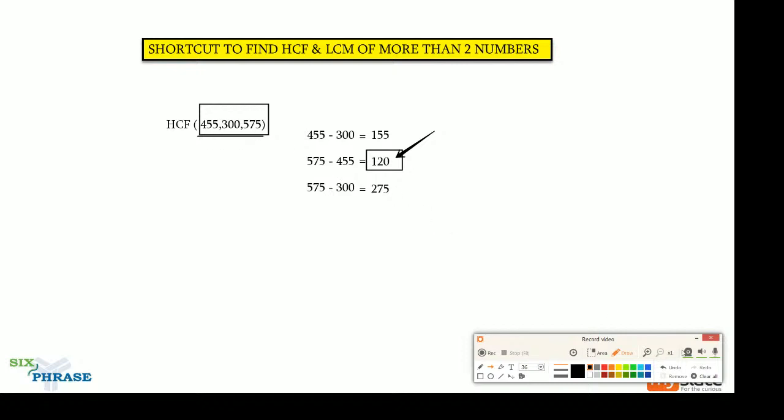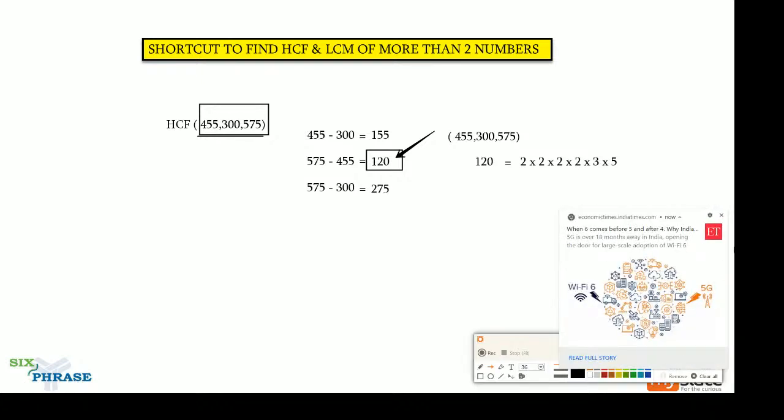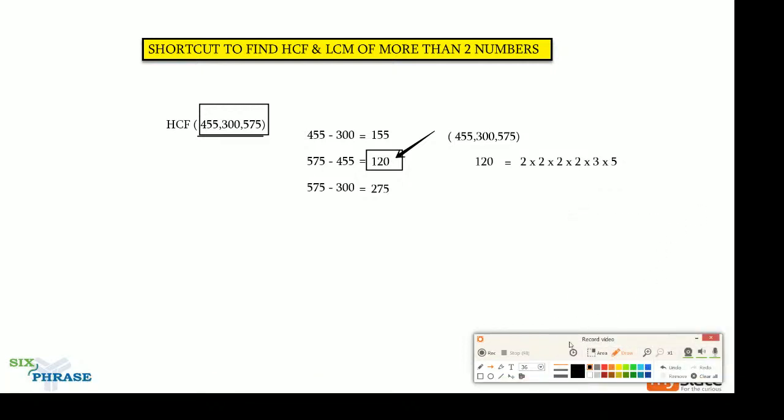So the next step that we did was, we wrote 120 and we prime factorized 120. By prime factorizing, we make things easy. You are not seeing 120 as 120. You are seeing it as 2 power 4 into 3 into 5. So 120 is no longer 120, it is 2 power 4 into 3 into 5.